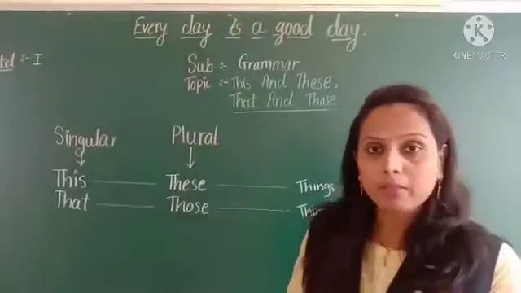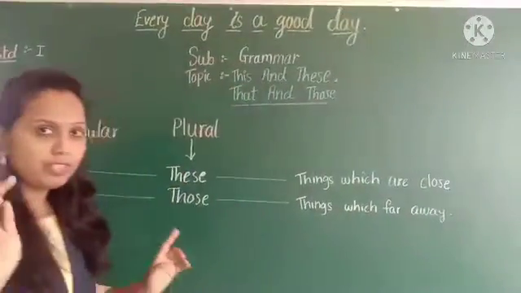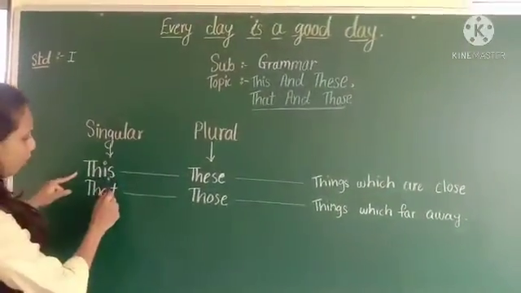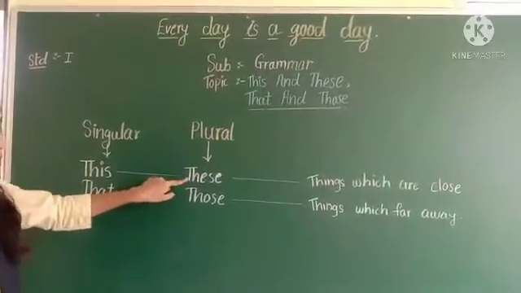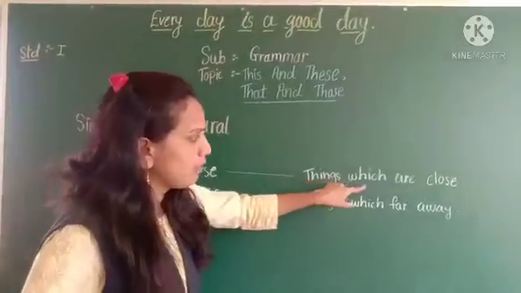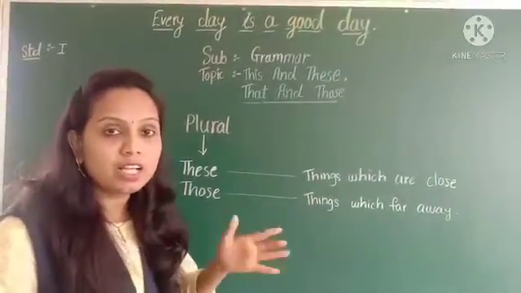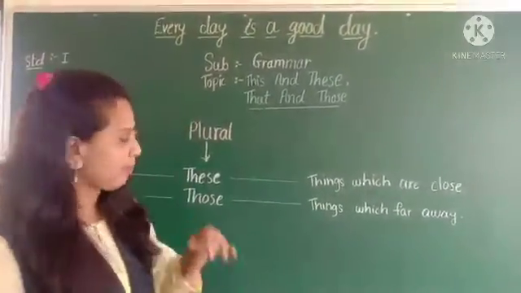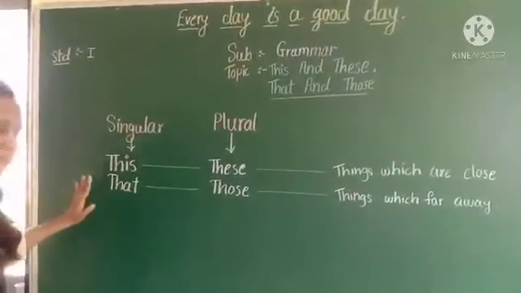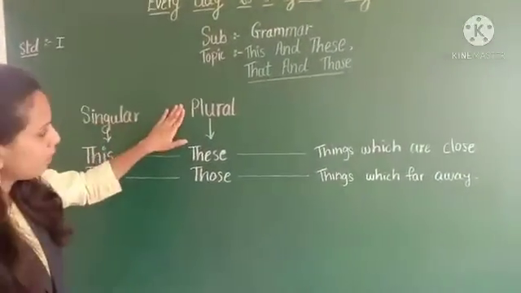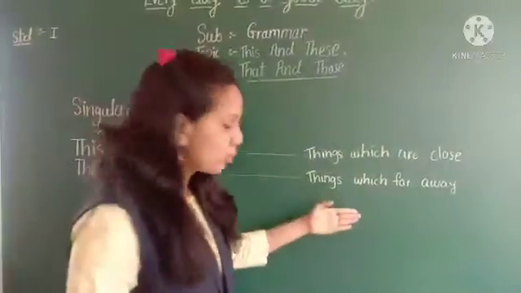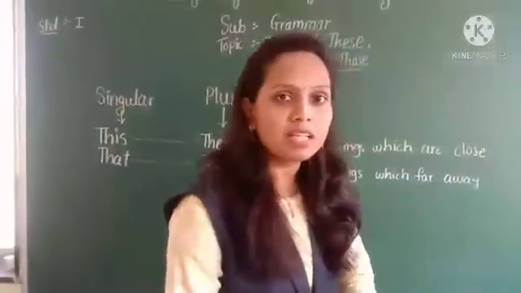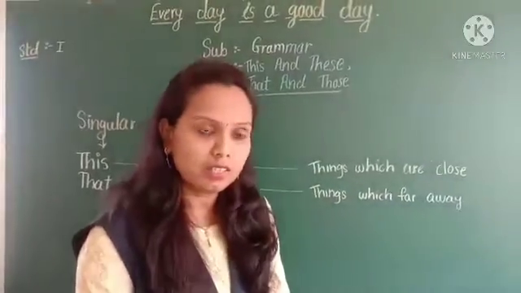You have to remember that singular form this, plural form these, show things which are close to us. Singular form that, plural form those, show things which are far away from us.